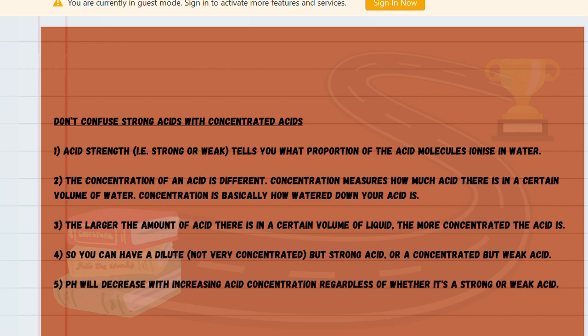So you can have a dilute, not very concentrated, but strong acid, or a concentrated but weak acid. pH will decrease with increasing acid concentration regardless of whether it's a strong or weak acid.